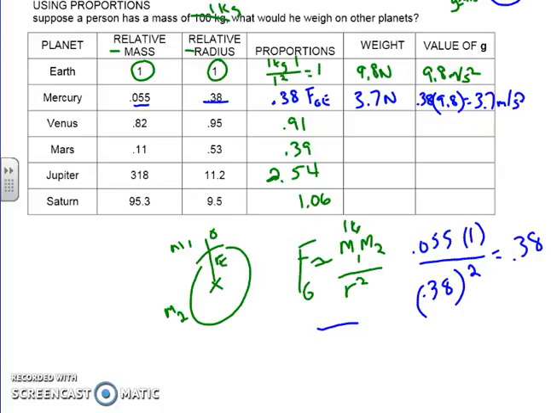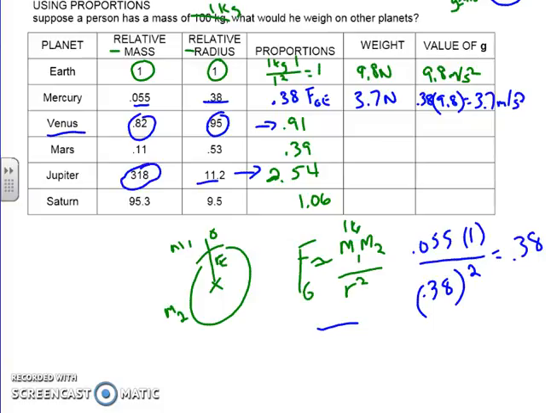Venus is often called our sister planet, and we can see why. It is roughly the same mass, roughly the same size, and therefore the pull of gravity on Venus is very similar to Earth. Jupiter stands out in that the pull of gravity on you is 2.5 times greater, and that's primarily due to its huge mass compared to the size.